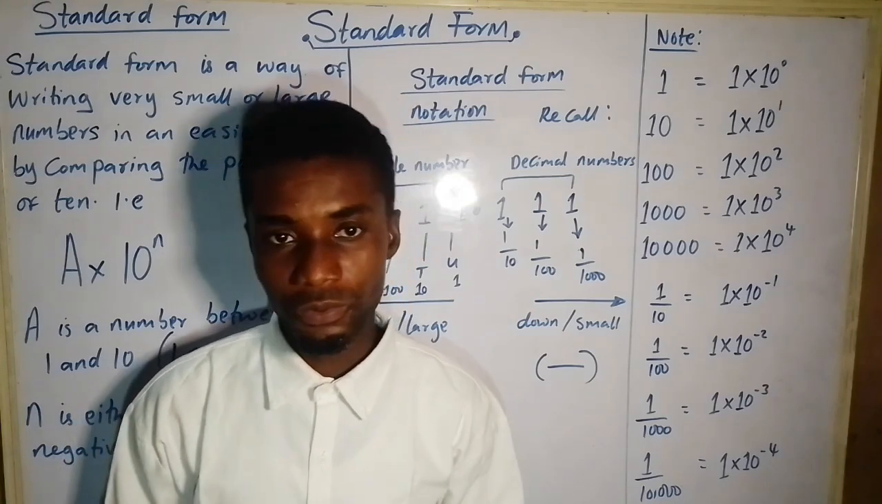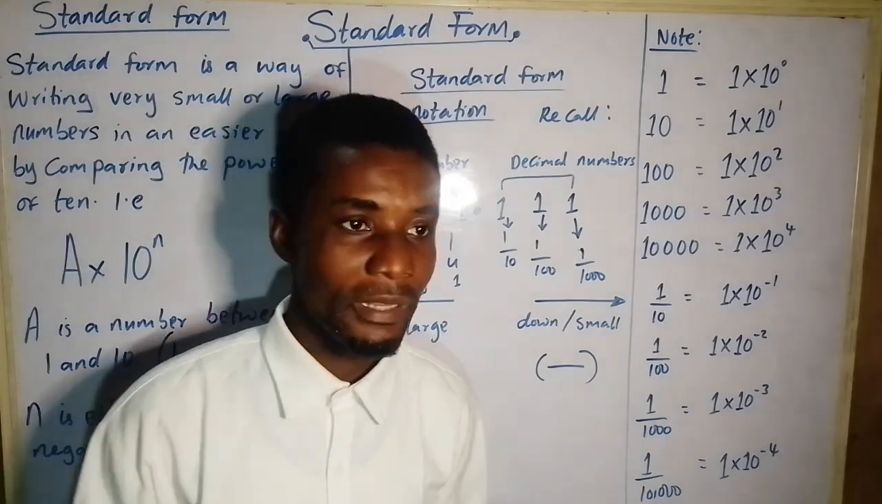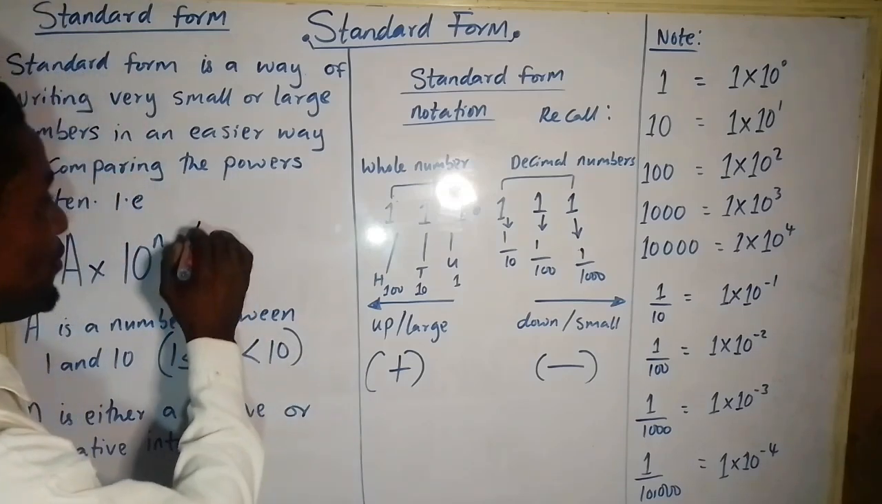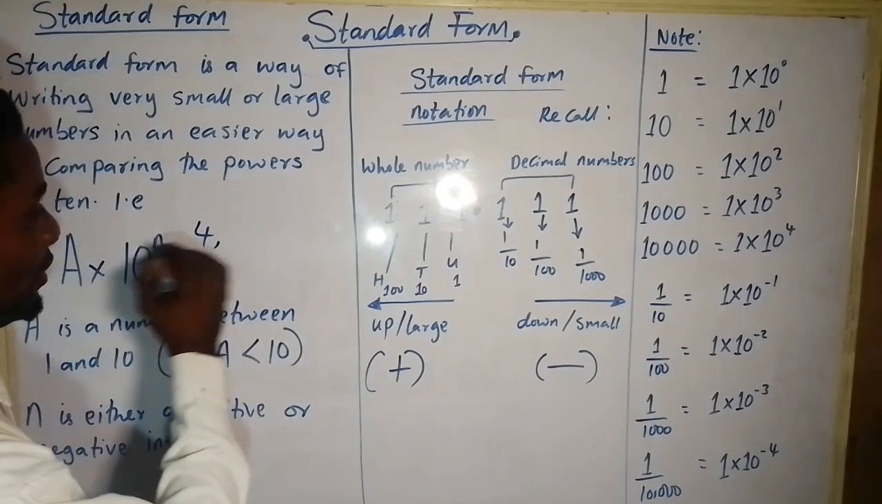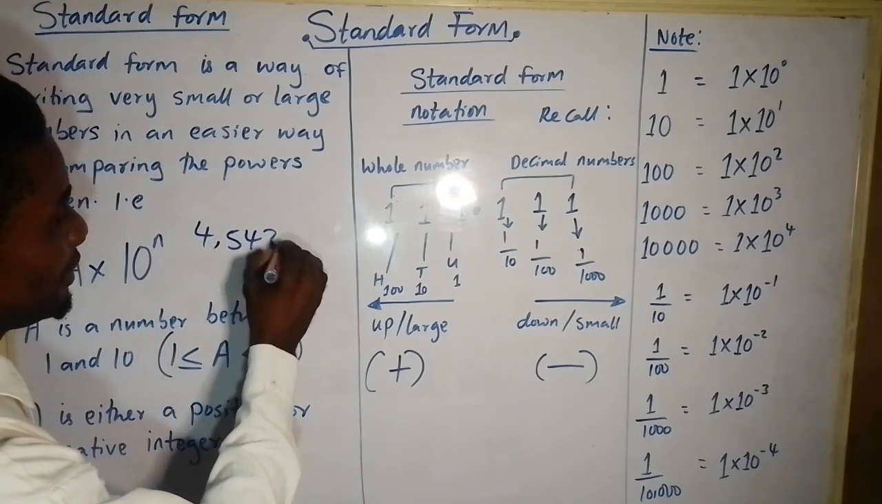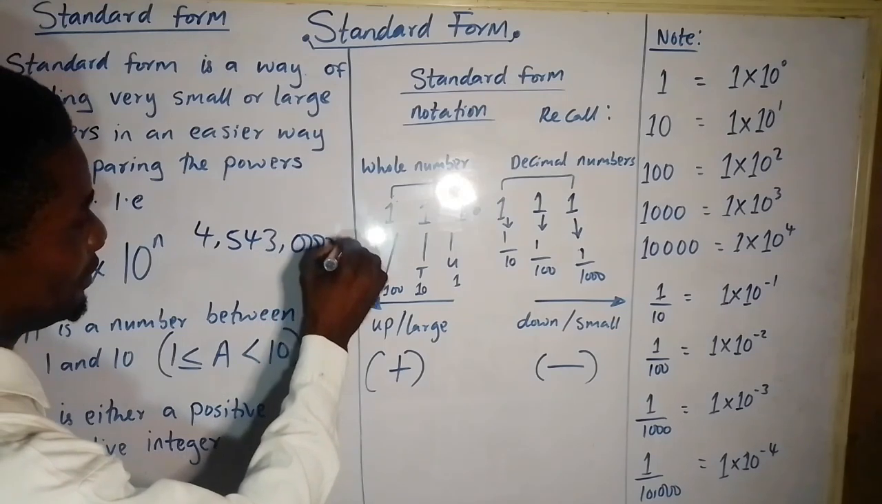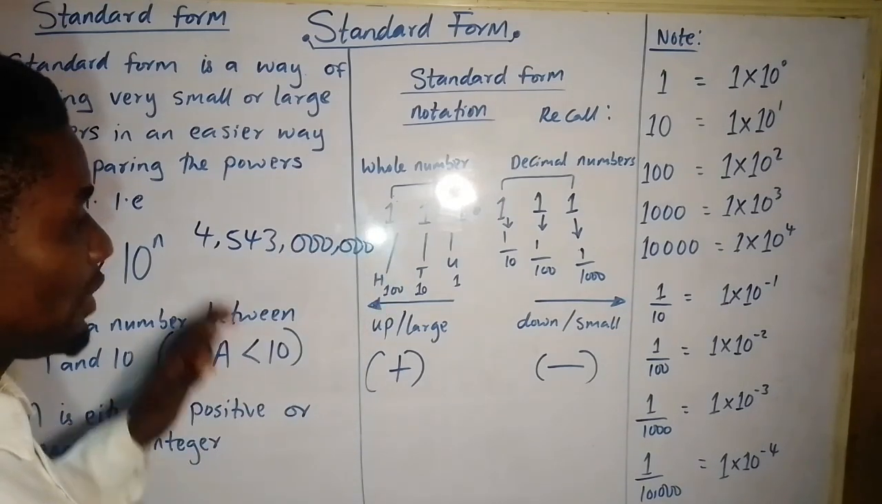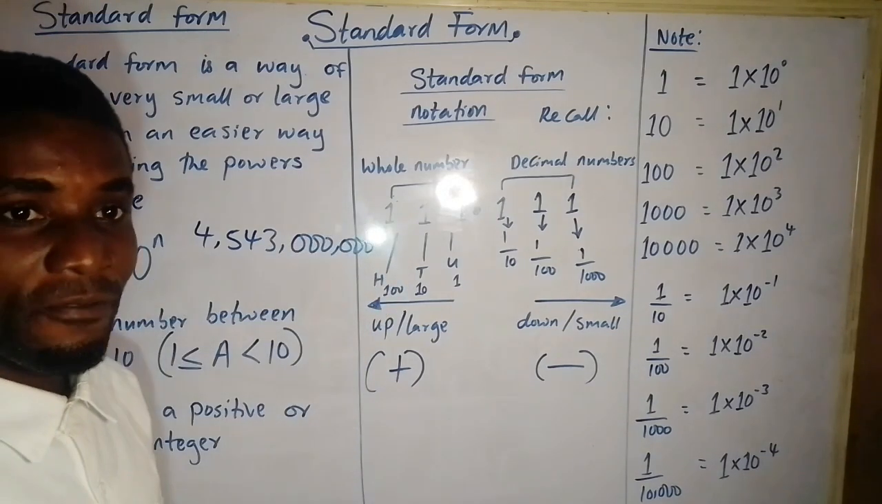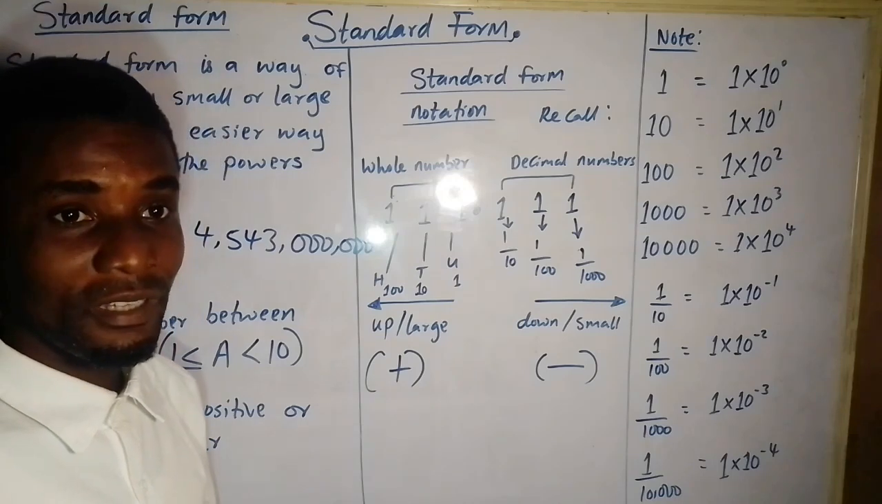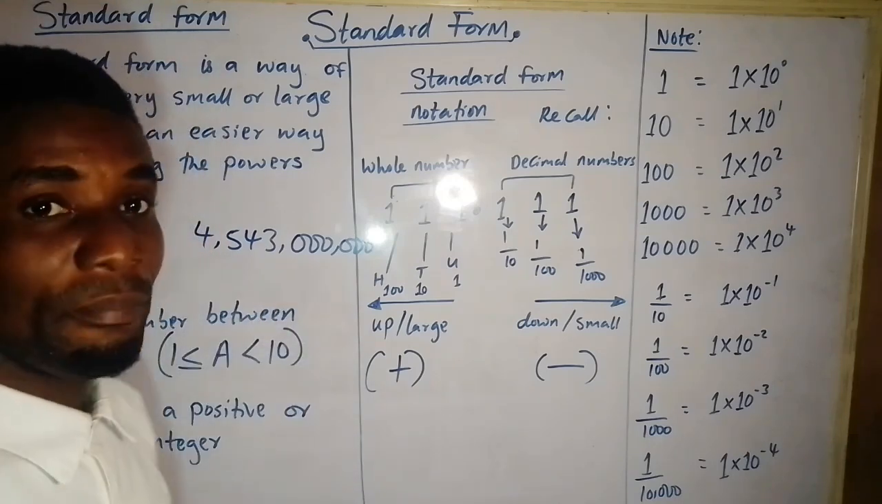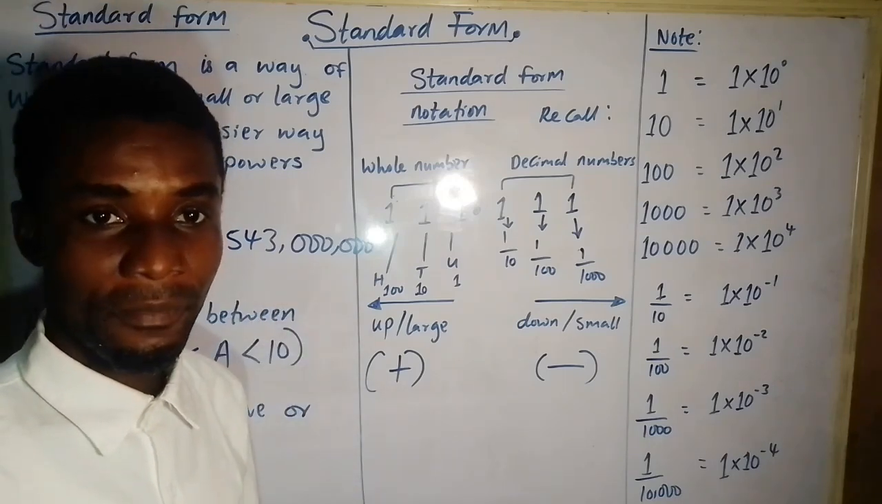4,543,000,000 years old? Now, if you are to write down a number, you have 4,543,000,000 years old. You can see how large the number is. For instance, in a common language, some people will say it is 4B or 4M.